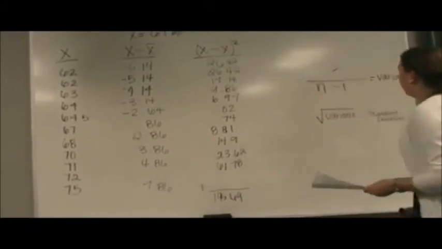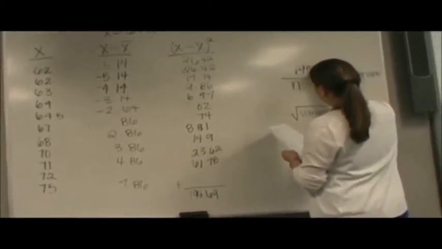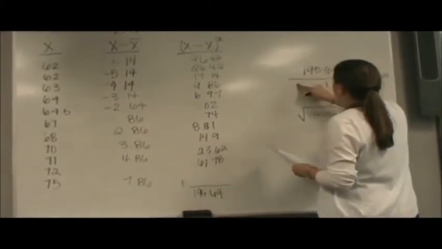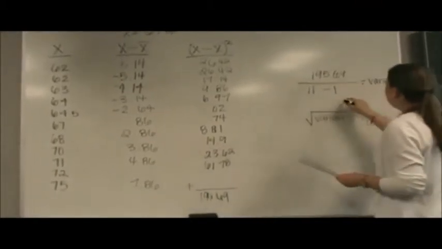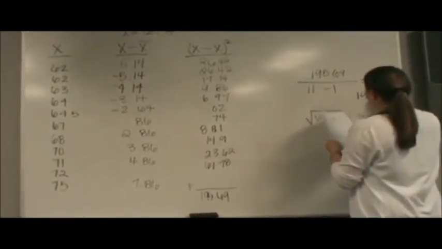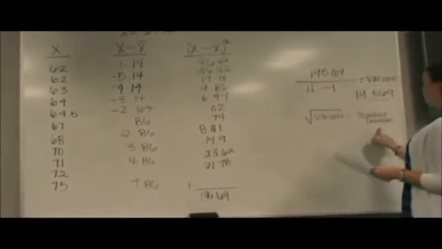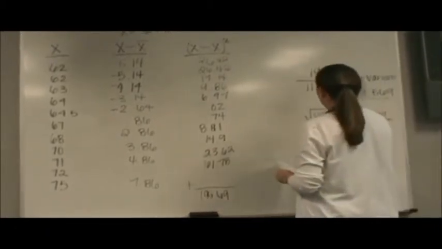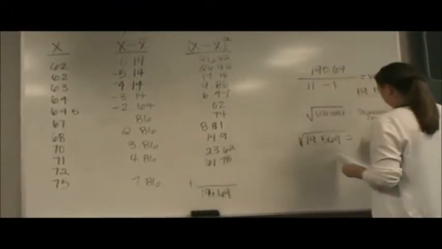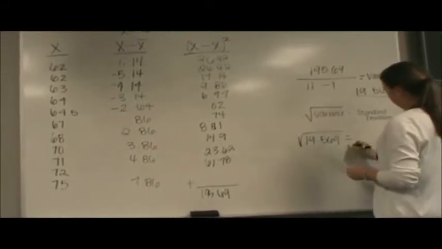195.69. With that total, we find our variance. So here, we plug it into our equation, 195.69. Our n in this problem is 11. That's our total number of heights. So then that gives us our variance, which is 19.569. And then to get our standard deviation, we square root the variance, which gives us a standard deviation equal to 4.42.